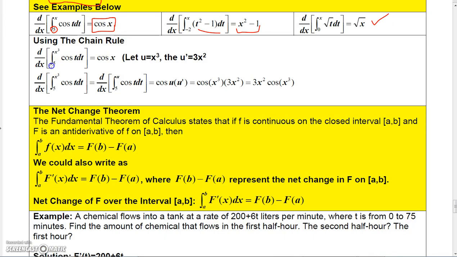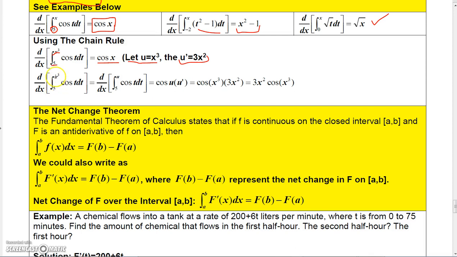Now if you're going from a to a function of x, you actually have to use the chain rule. So what we would do here is we would say we're integrating from 5 to x cubed cosine t dt. Normally that would be cosine of x, but in this case it's actually going to be cosine of u times u prime. So let's let u equal x cubed, which is what this is, and then u prime would be 3x squared. And I think I meant to have just x here.